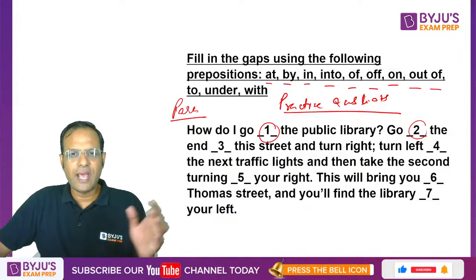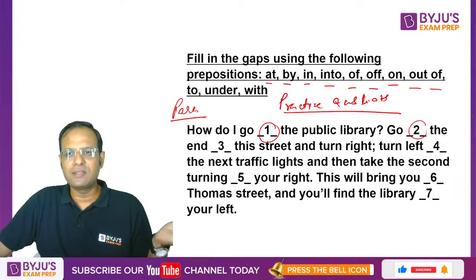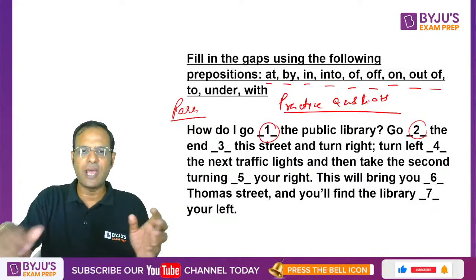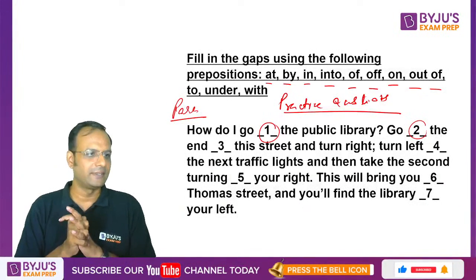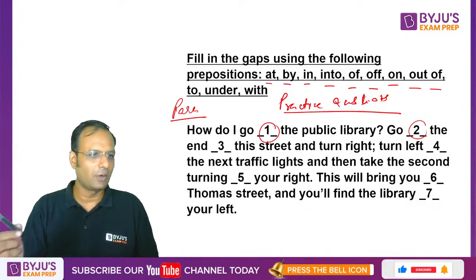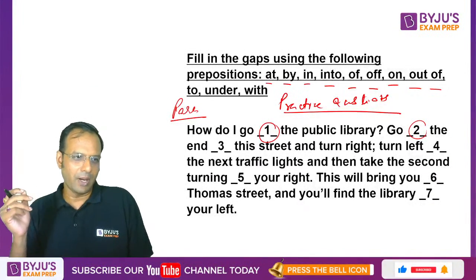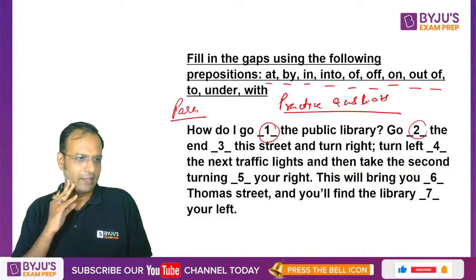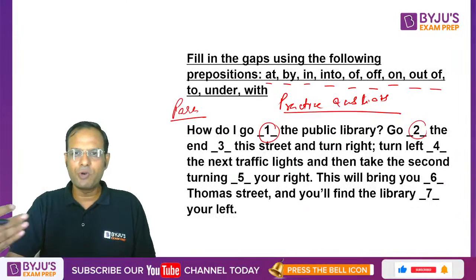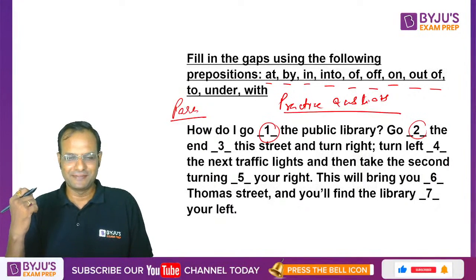Turn left, dash the next traffic lights, and then take the second turning, dash your right. This will bring you dash Thomas Street, and you will find the library dash your left. Okay, I go to. Wonderful. In the public library. Okay, lovely. I want more of you to participate.